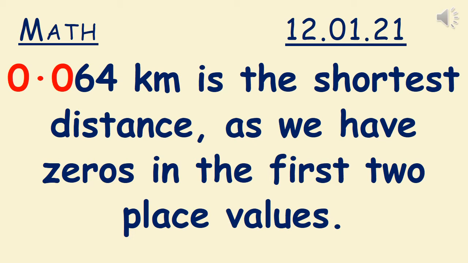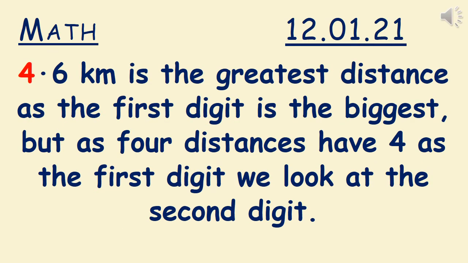So 0.064 kilometres is the shortest distance, as we have zeros in the first 2 place values. .6 kilometres is the greatest distance, as the first digit is the biggest. But as 4 distances have 4 as the first digit, we look at the second digit. Again, this is where the place value grid would have come in handy.